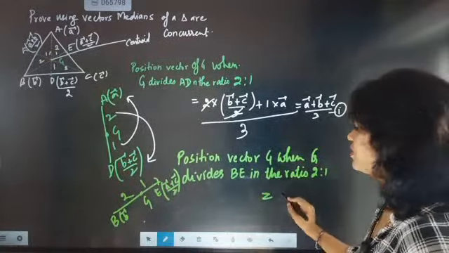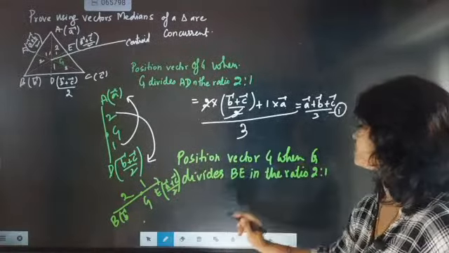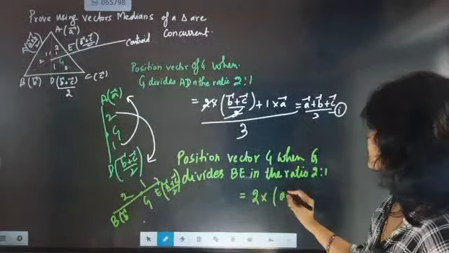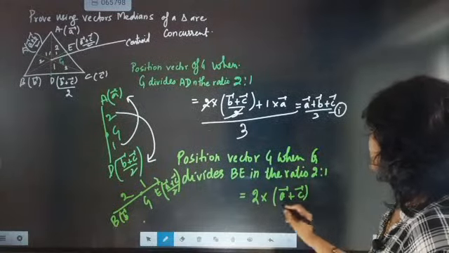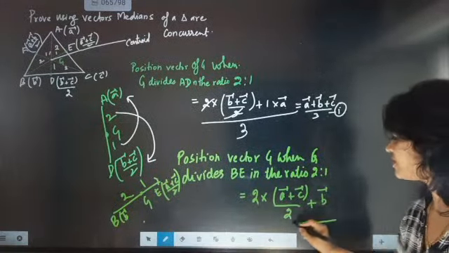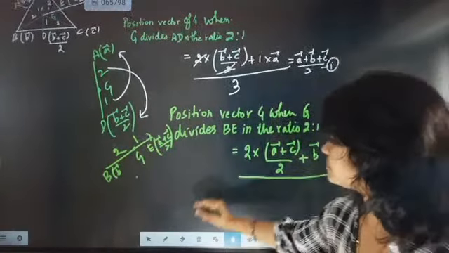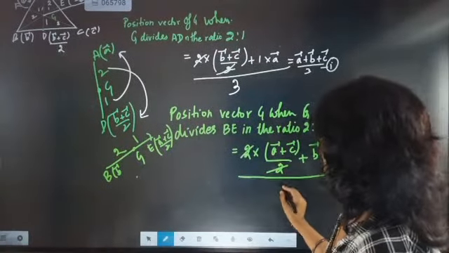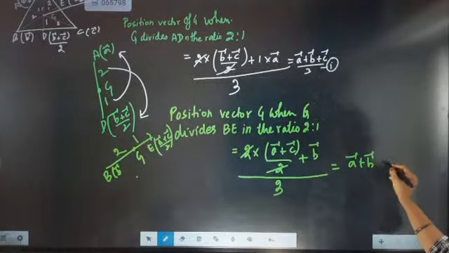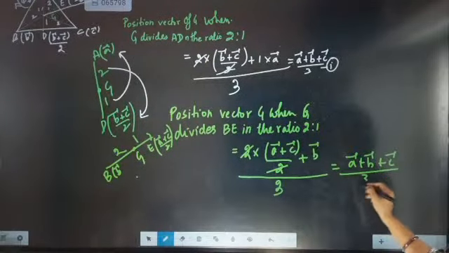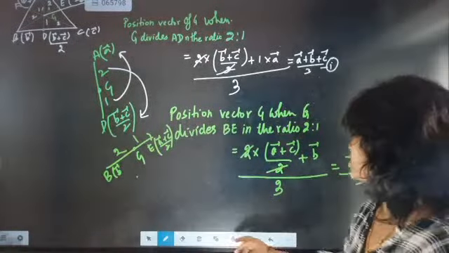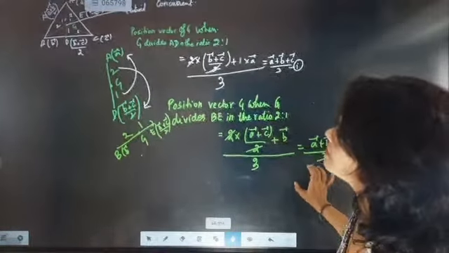So now again you will be writing 2 into A vector plus C vector by 2, plus B vector, by 3, A vector plus B vector plus C vector by 3. Okay, A vector plus B vector plus C vector by 3. So it is exactly going to come as 1.